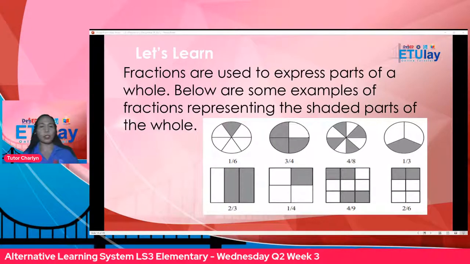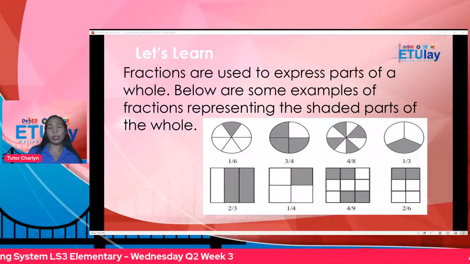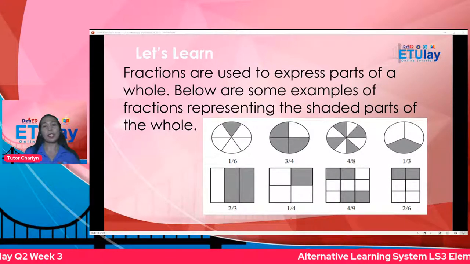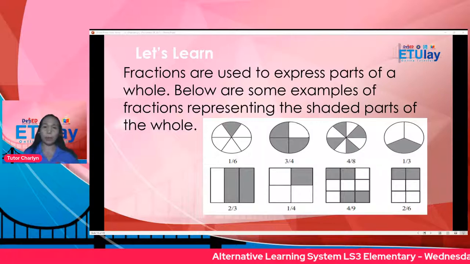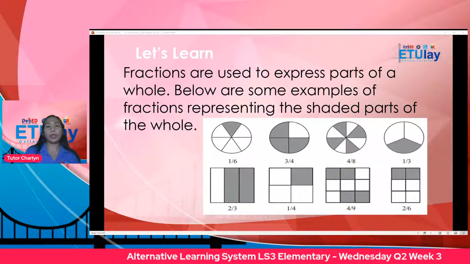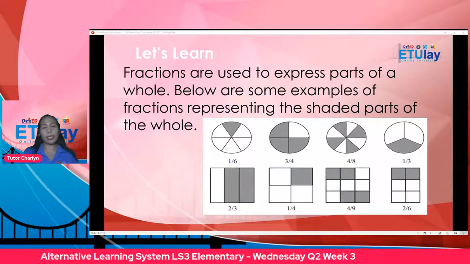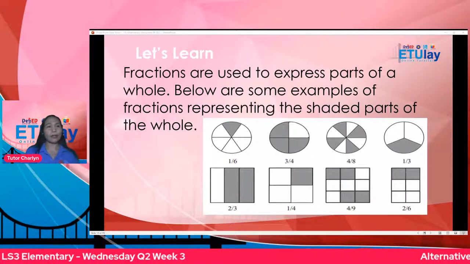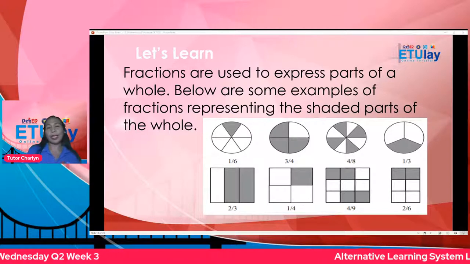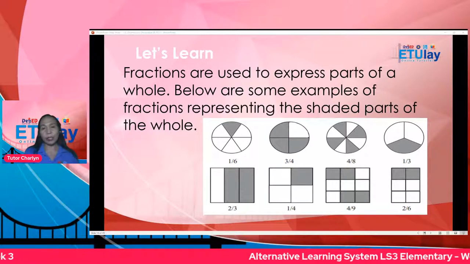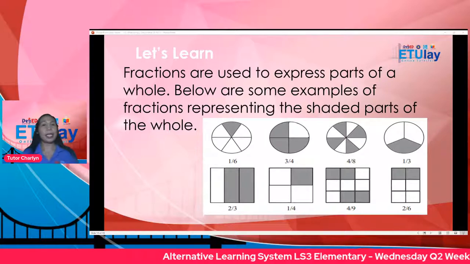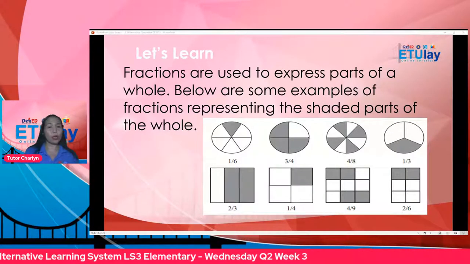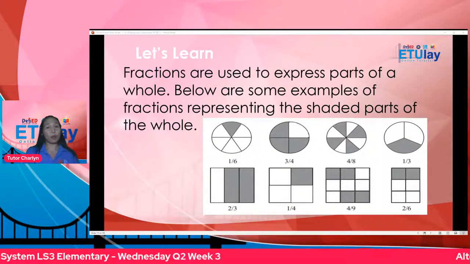Just like yung illustration number one, the shaded portion is only one. Ilang slice po siya lahat o ilan ang hati? 6. So we have 1 over 6. Okay, yung next illustration po, it is divided by 4. Then the shaded portion is 3. So we have 3 out of 4. The next illustration we have here, 8 slices po siya or 8 parts. Then the shaded portion is 4. So we have a fraction of 4 over 8.